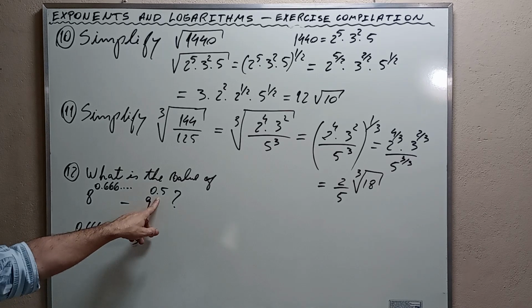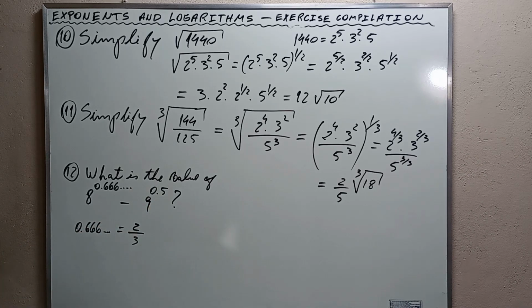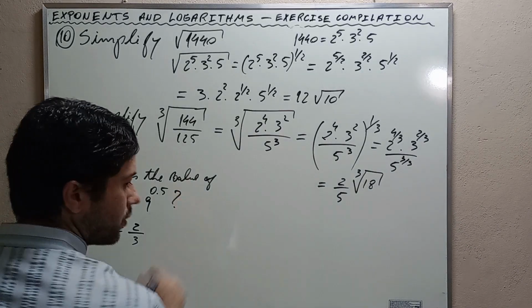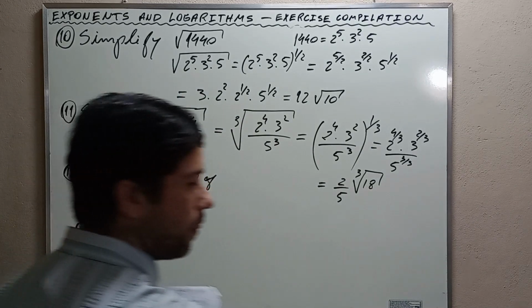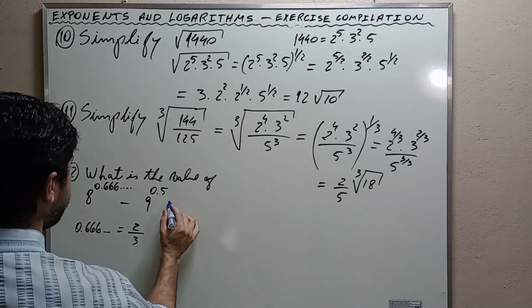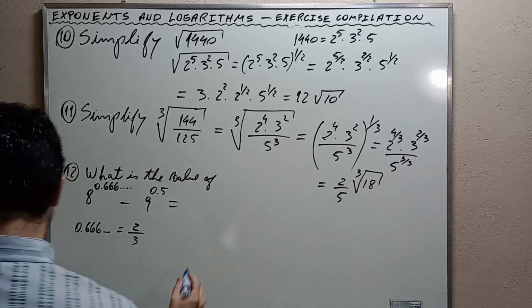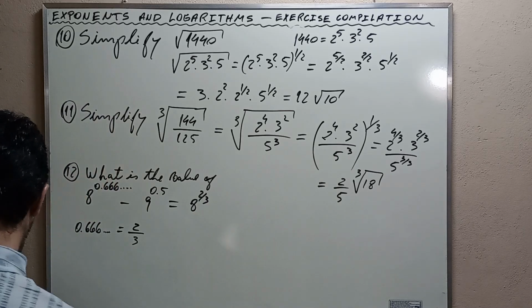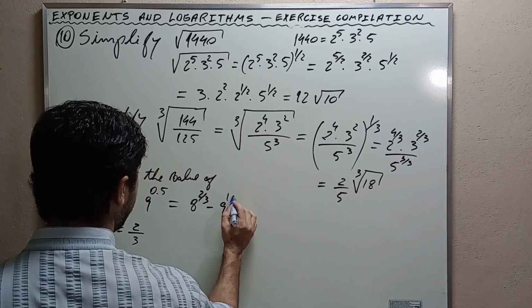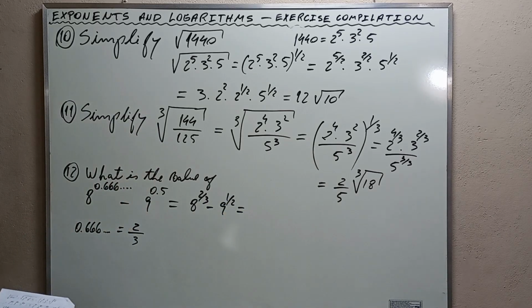And observe that 0.5 is obviously a half. Then the expression becomes 8 raised to the power of 2/3 minus 9 raised to the power of 1/2.